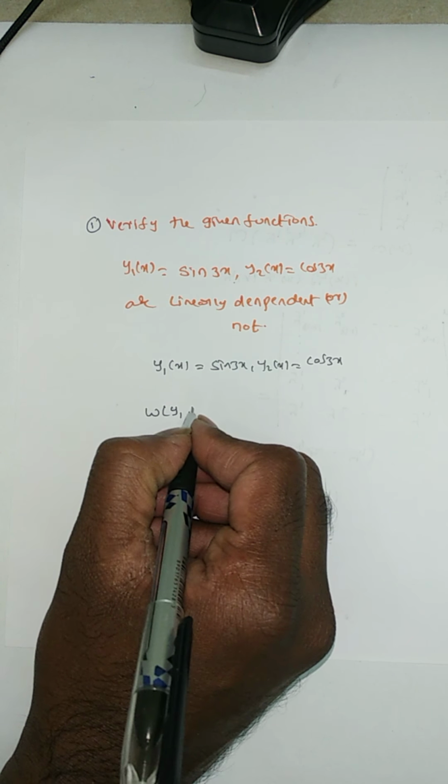Okay. Now you see, first what is y1 of x we have? y1 of x is sin 3x. y2 of x is what we have? Cos 3x. What is y1 prime? y1 prime means the derivative of sin 3x. The derivative of sin 3x is cos 3x into 3. The derivative of cos 3x is minus 3 into sin 3x.